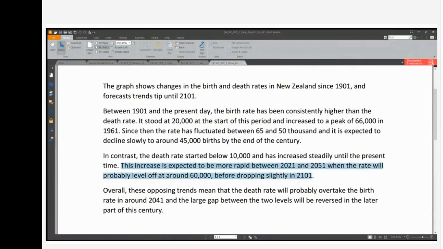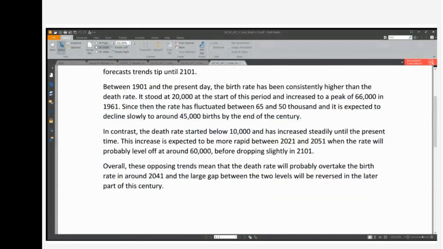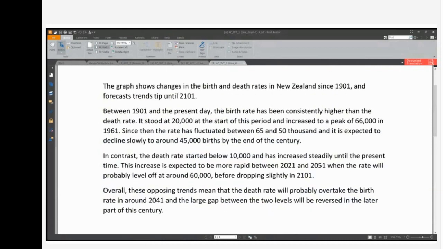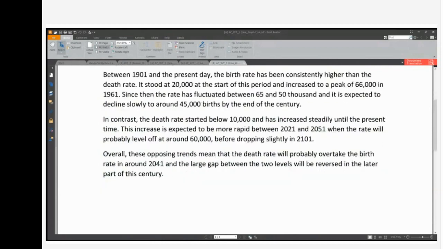So we have already described the birth and death rates. All you need to write is the overall. You can write the overall right after the introduction, or you can write the overall at the end also. Remember, in task one, we do not write any conclusion ever. So overall, you can start with the word overall, obviously. That shows the examiner that this is the overall paragraph that you're writing.